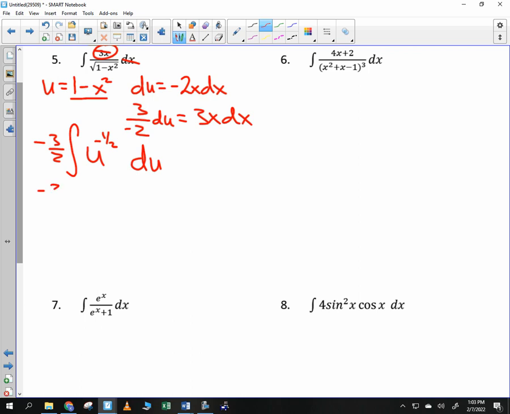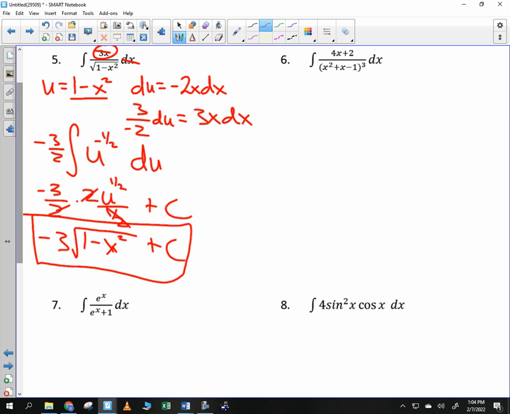I'll write it out. Negative 3 over 2 times u to the 1/2 over 1/2. Instead of dividing by half, I multiply by 2. What's going to happen? 2's cancel. And you get negative 3 square root of 1 minus x squared plus c. Try the next one on your own.